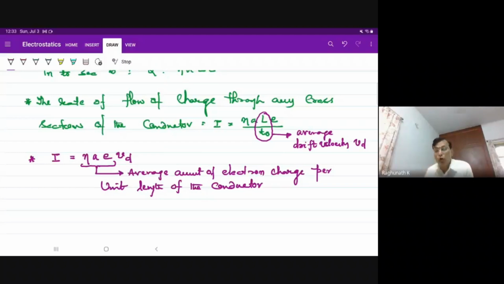If we know, listen carefully, the number of electrons per unit volume of the conductor of cross-section A and its average drift velocity Vd, we can determine the current through that conductor as NAE Vd.